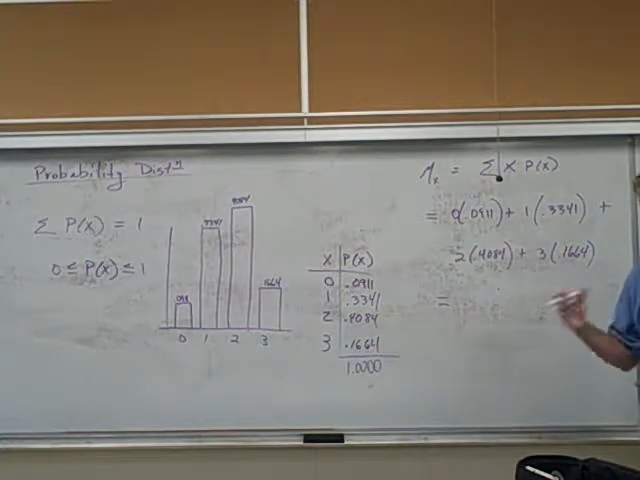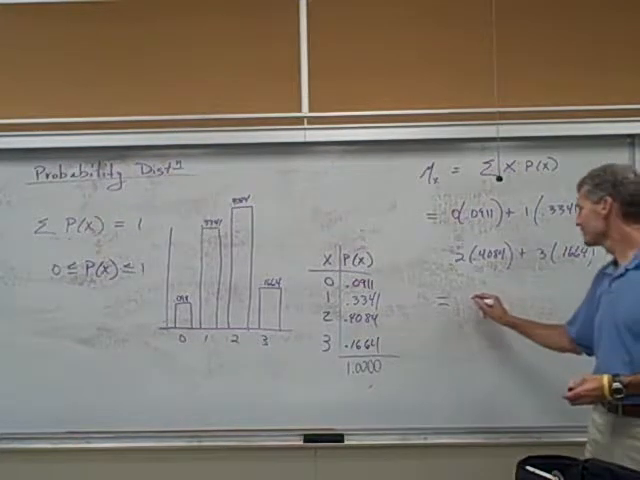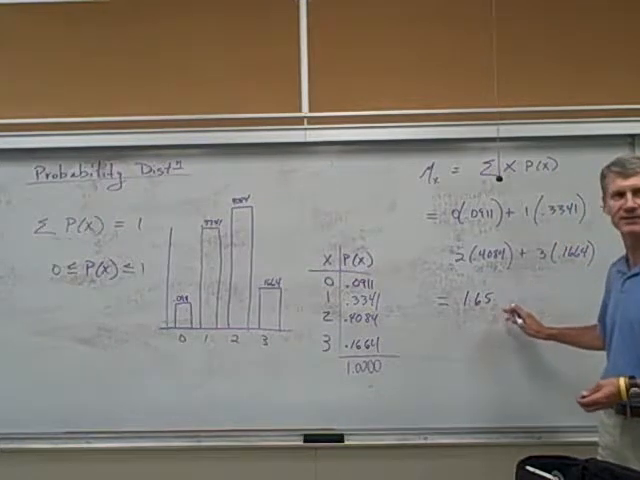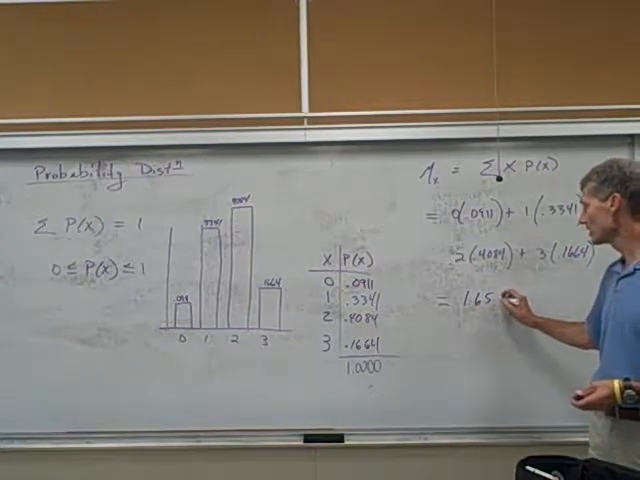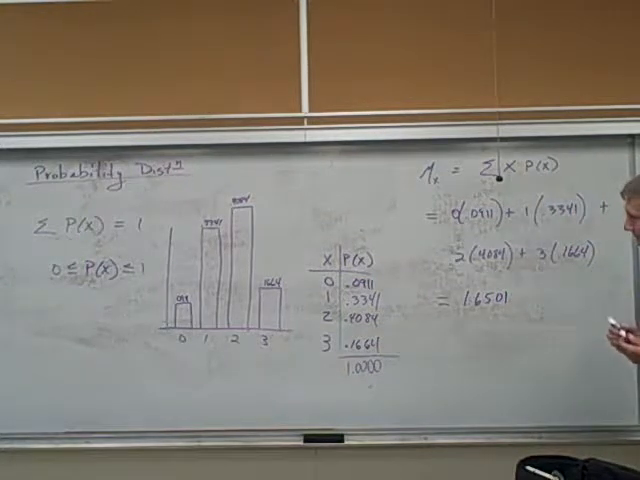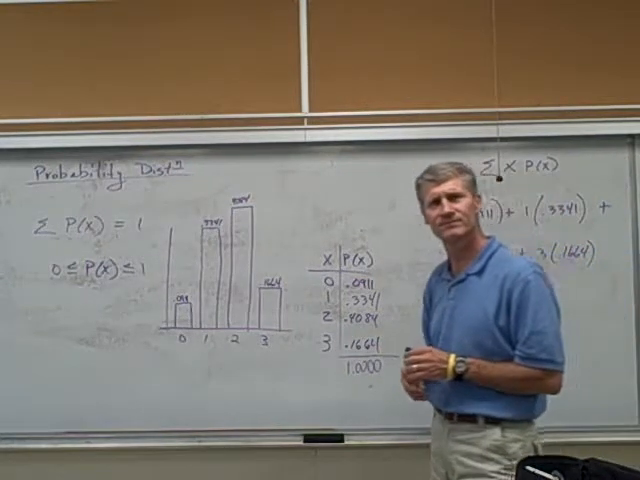I thought you'd be playing along and already have this done. I got 1.65. 1.65. Go ahead and give me 4 decimal places. Like that? Okay. Does that make sense?